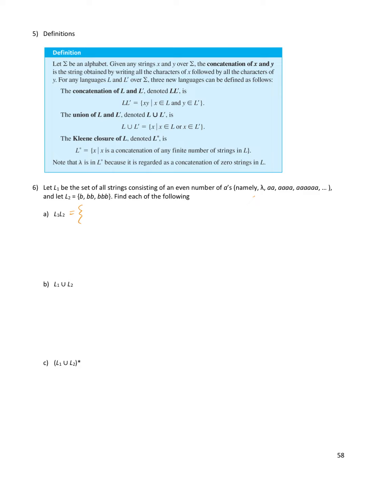So let's list some things in L1 concatenated with L2. So we take an element from L1, say AA, and we concatenate it with an element from L2, like B. And we could concatenate with any element from L2. So I'm going to do AA with B, AA with BB, and AA with BBB. And then I can also choose any element from L1. So I randomly chose AA, but I could have chosen to use 4 A's and a B, or 4 A's and a BB, or 4 A's and 3 B's.